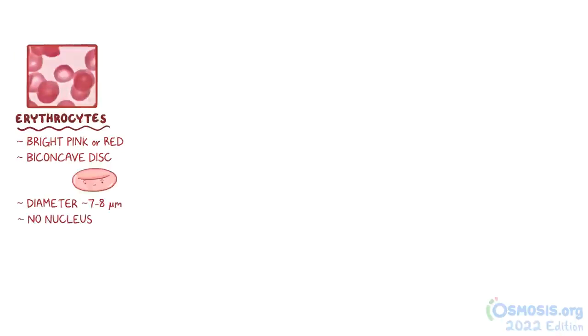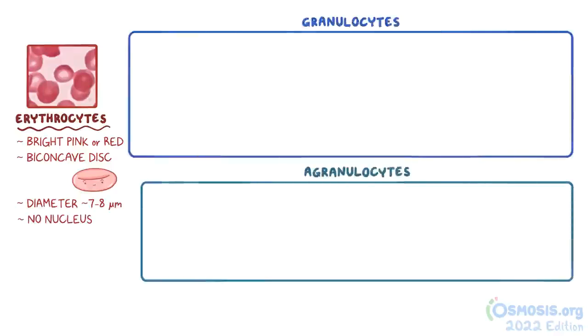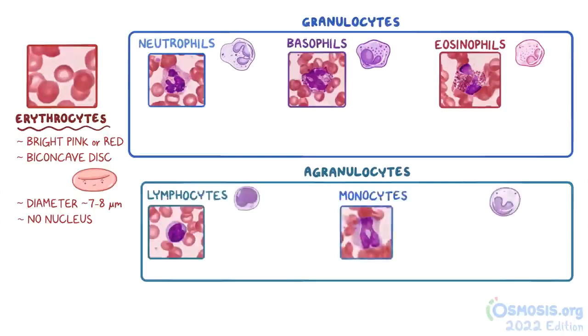Alright, as a quick recap. When stained with Wright stain, erythrocytes are bright pink or red with a pale center, due to their biconcave shape. Their diameter is about 7 to 8 micrometers, and they don't have a nucleus. Leukocytes are divided into granulocytes and agranulocytes. The granulocytes include neutrophils, basophils, and eosinophils, and agranulocytes include lymphocytes and monocytes.